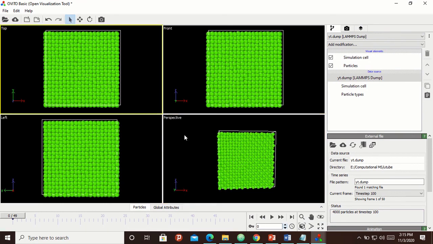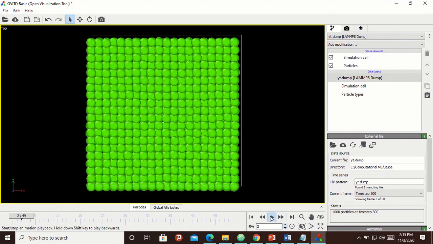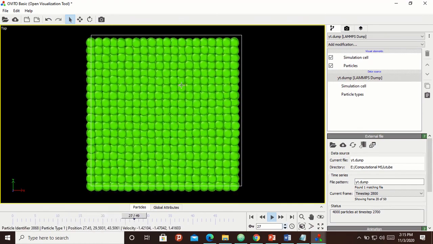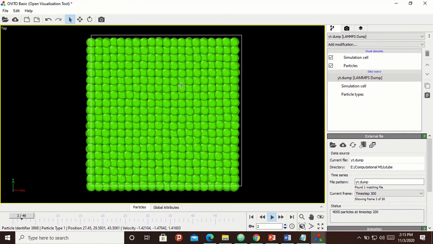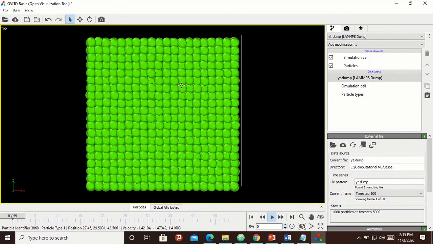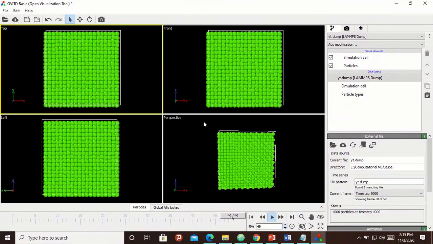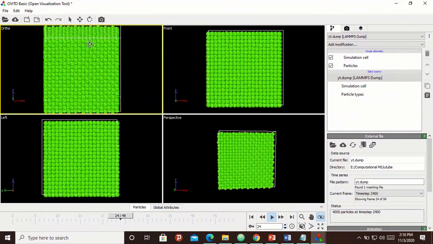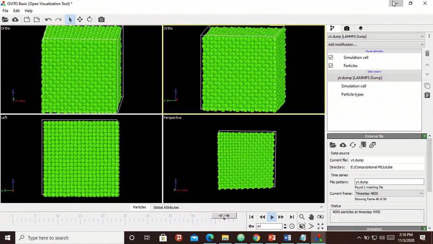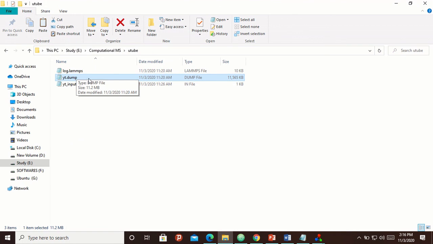You can see here that the atoms are not moving, but as soon as I start, the atoms start moving. This is because I have provided some temperature, and also I am using the fix command to perform NVE integration. That is why these atoms are moving. The dump file is a kind of output file that is used for visualization in OVITO.